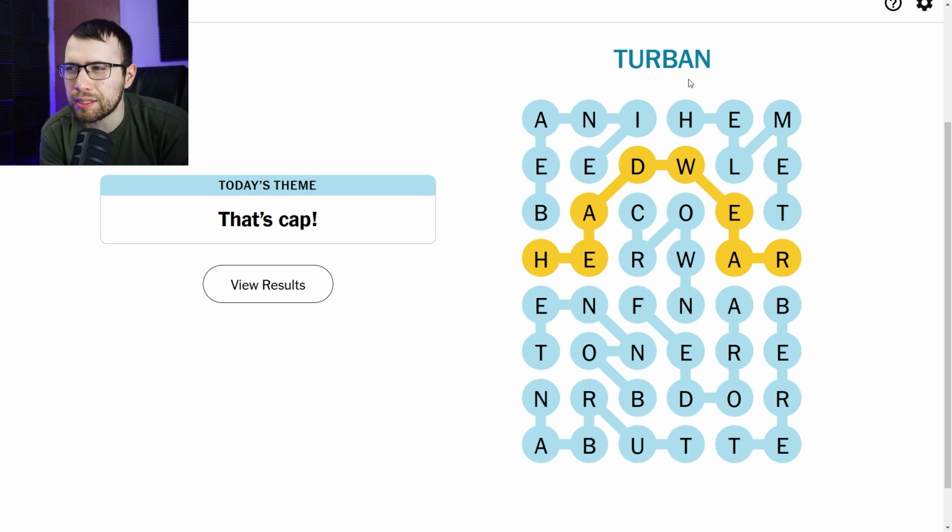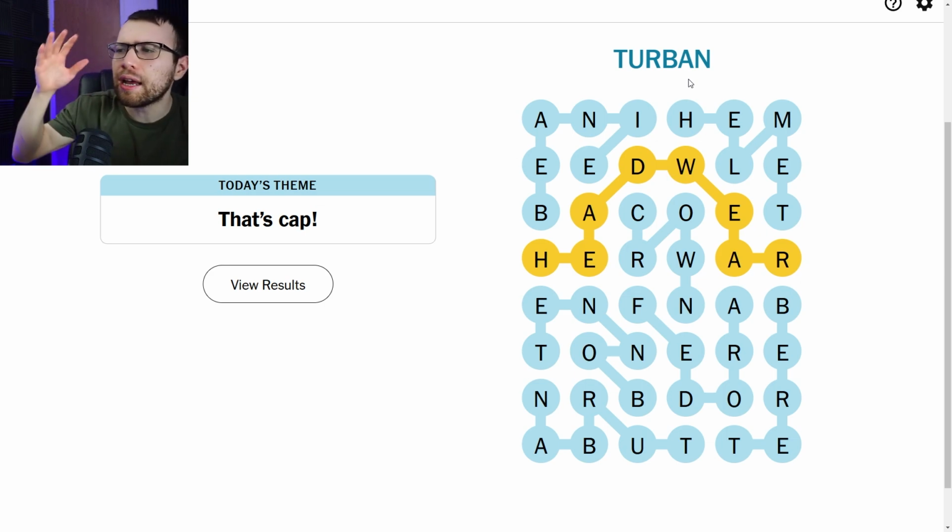Yeah, I mean, look at how fast I went. If you asked me to name a bunch of headwear, I would not come up with turban or bonnet or beret or fedora. Maybe I would have come up with helmet and beanie and crown, but I would not come up with these on my own, right? So yeah, I don't even know.